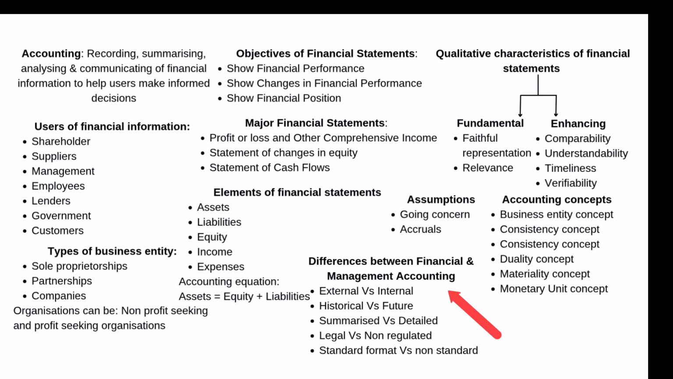Financial accounting information is required legally, especially for listed companies, whereas management accounting information is required by management and not from a legal point of view. Financial accounting information is provided in standard format, so there are international accounting standards that guide on how financial information should be presented, whereas management accounting information is not in standard format. Management can decide as and when the formats that they want financial information to be presented in.